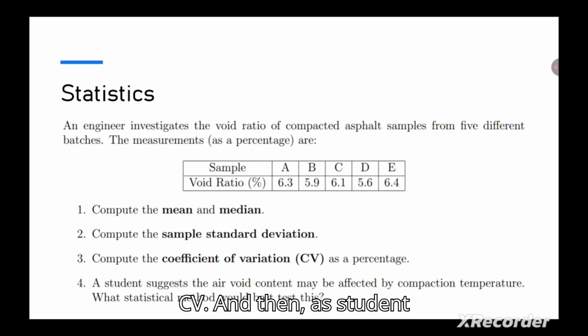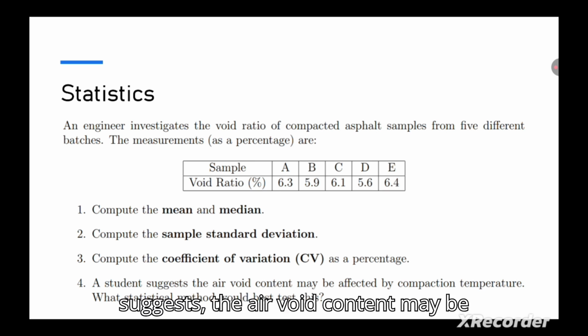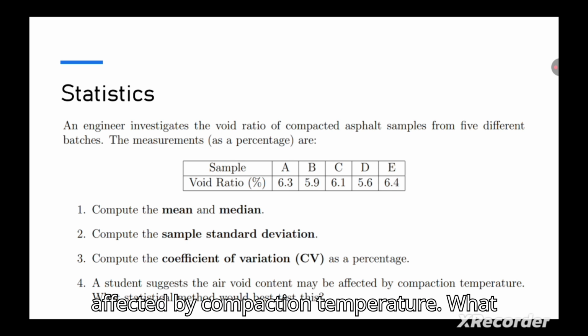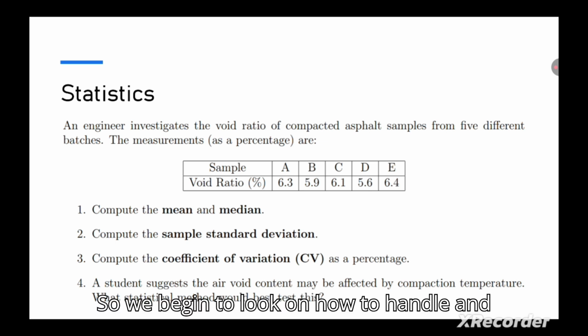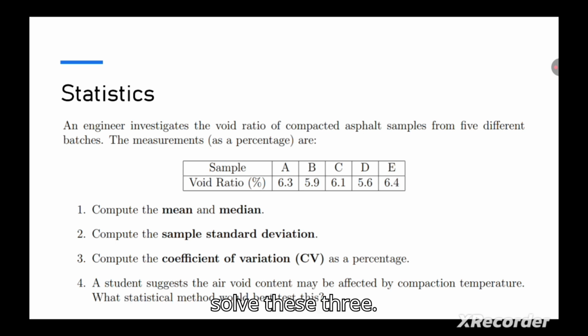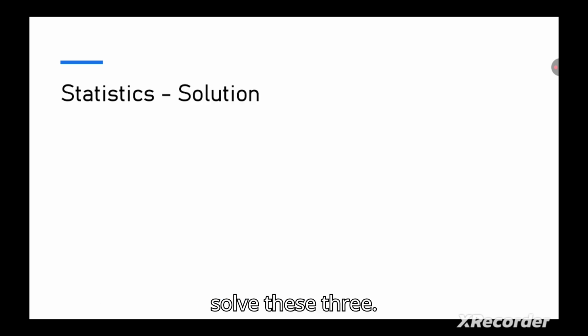And then, as a student suggests, the air void content may be affected by compaction temperature. What statistical method would best test this out for us, right? So we're gonna look at how to handle and solve these three.